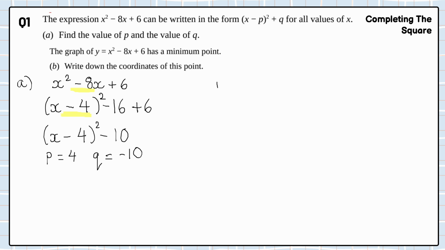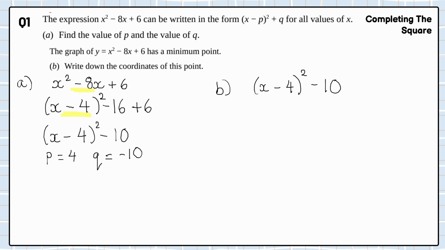Part B asks us to write down the coordinates of this point here. It says that this graph has a minimum point. The minimum point is essentially the turning point, and we need to work it out. To work out your turning point by completing the square, I'm just going to write it again: x minus 4 squared minus 10.